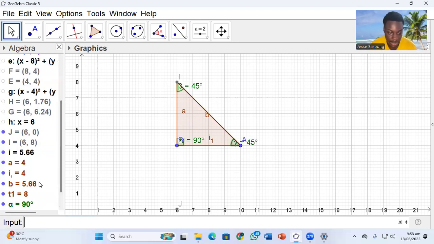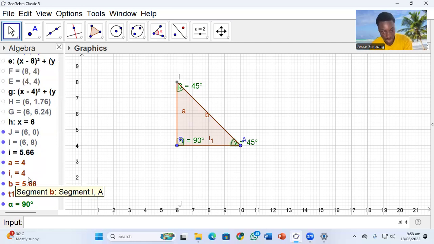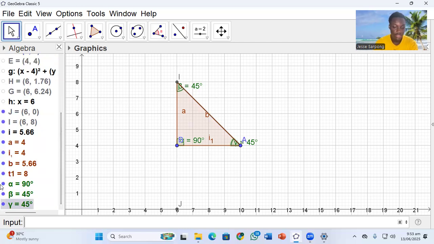So now we can see that even here, where the algebra section is, A and I subscript 1 have the same length, 4, 4. So this triangle is an isosceles triangle, although it's also a right angle triangle. We've killed two birds with one stone, constructed an isosceles triangle and also a right angle triangle. Now let me deactivate these angles and let's start proving the Pythagoras theorem.